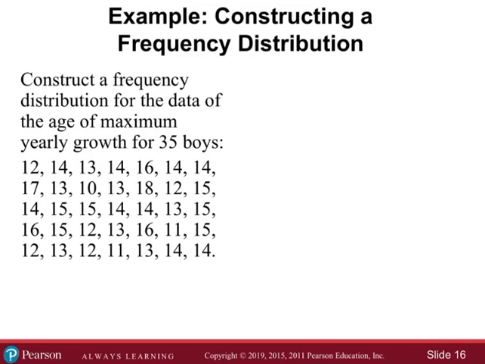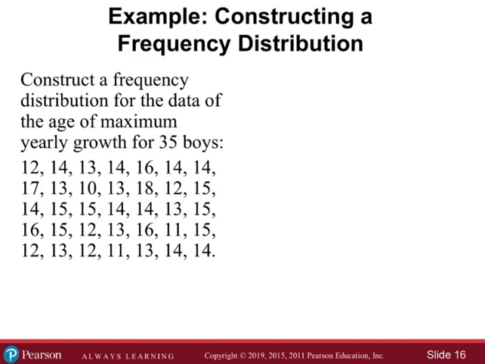So construct a frequency distribution for the data of the age of maximum yearly growth. I feel like we're missing something. I guess we're okay. Construct a frequency distribution for the data of the age of maximum yearly growth for 35 boys. Okay, so we have 35 entries. Frequency distribution.